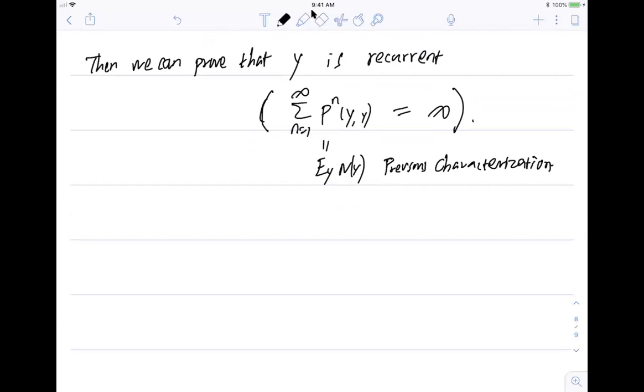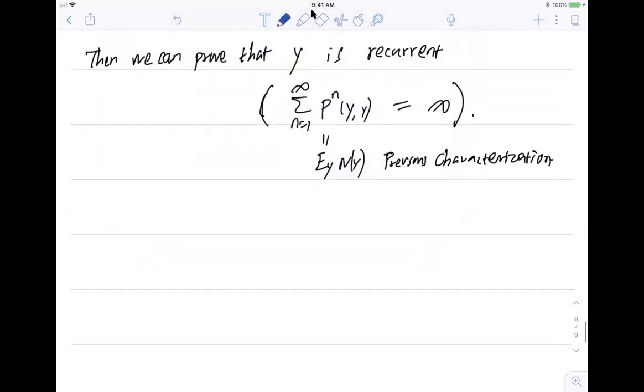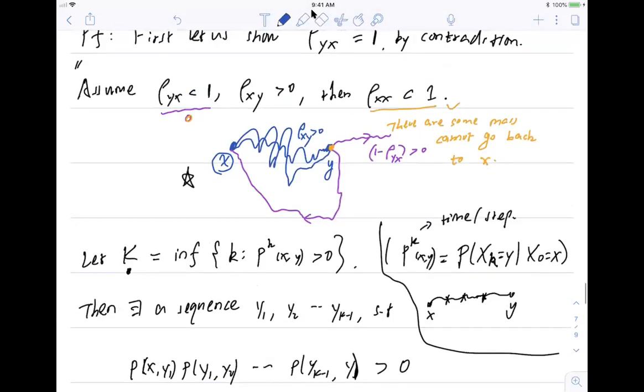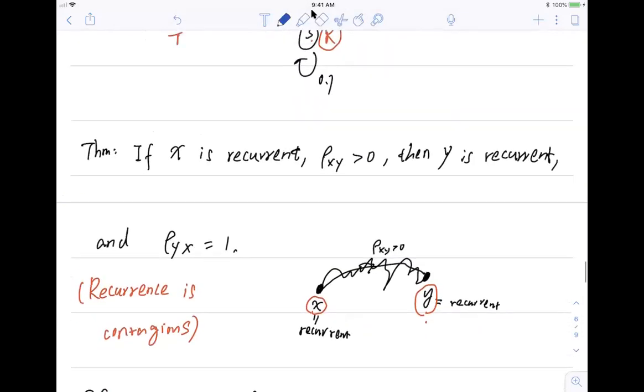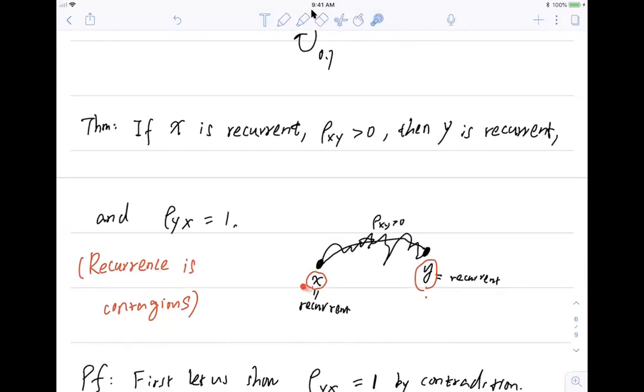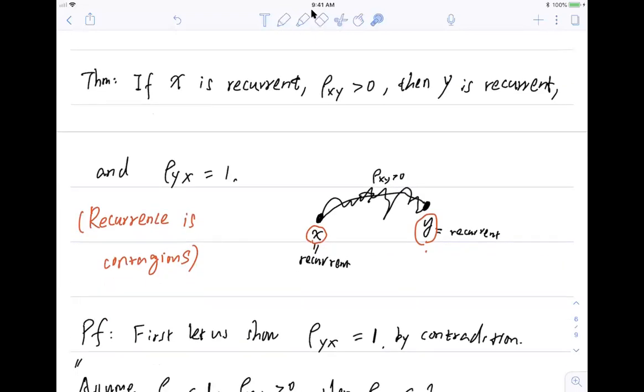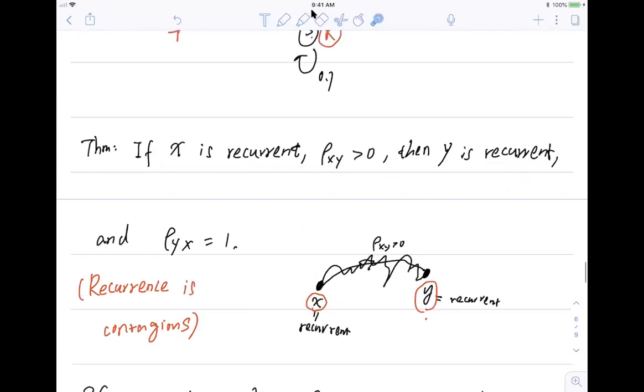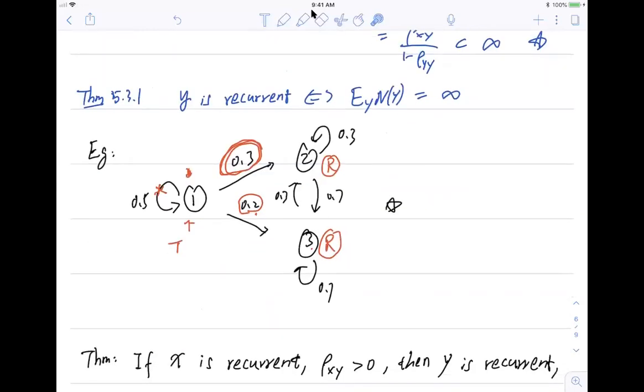Okay. So any questions? Let's change the color. Let's just recall the theorem. What did the theorem say? If x is recurrent, and you can reach y from the recurrent state, then this state is also recurrent. So for instance, if we know 2 is recurrent, and 2 can reach 3 in finite steps, then this is a recurrent block. This is a recurrent cluster.